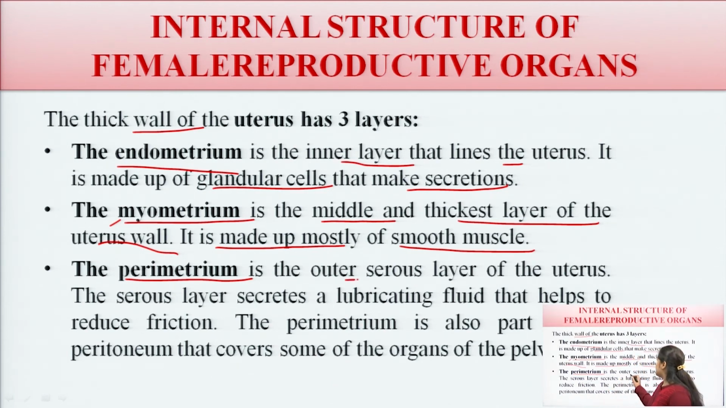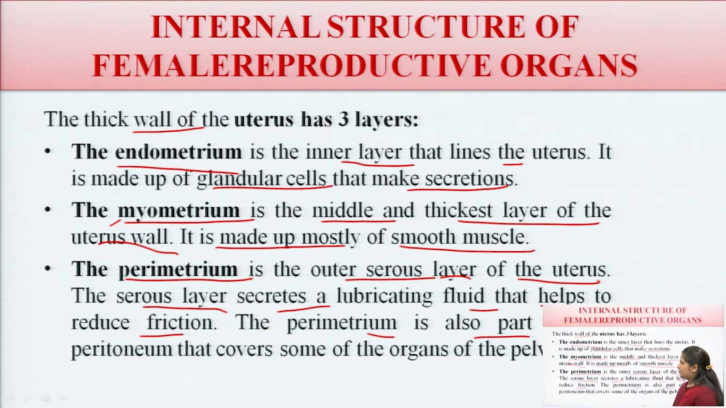The perimetrium is the outer serous layer of the uterus. The serous layer secretes a lubricating fluid that helps to reduce friction. The perimetrium is also a part of the peritoneum that covers some organs of the pelvis. So, the perimetrium layer is the outermost layer, and it is made up of the serous layer, whose function is to secrete mucus. When it secretes more mucus, it reduces the friction, right.